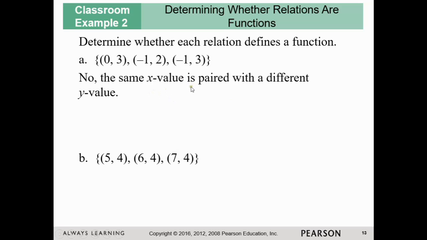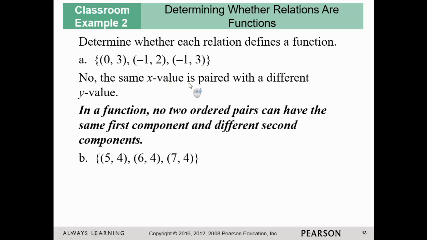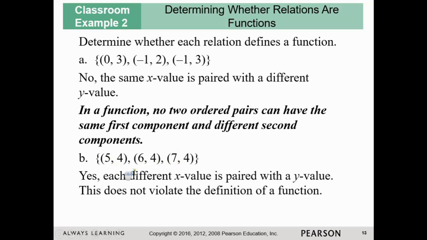The same x value is paired with a different y value, right? So in bold here, in a function, no two ordered pairs can have the same first component and different second components. So looking at B here, notice there are no repeating x's. So in this case, each different x value is paired with a y value. And this does not violate the definition of a function.